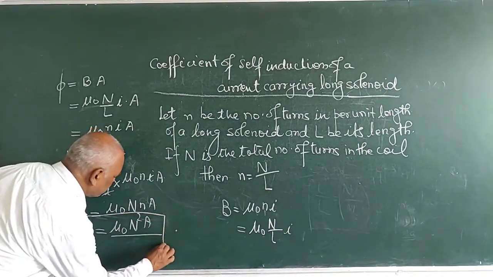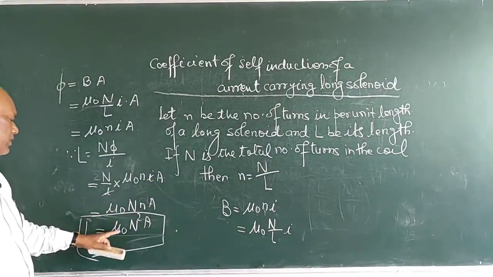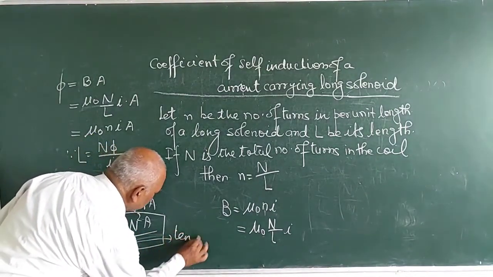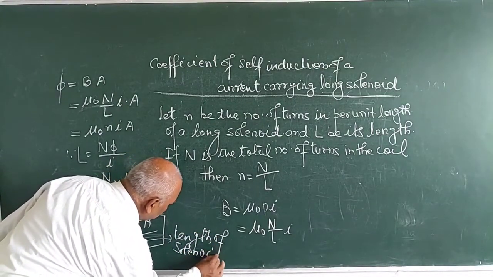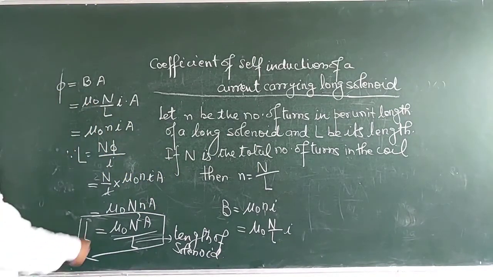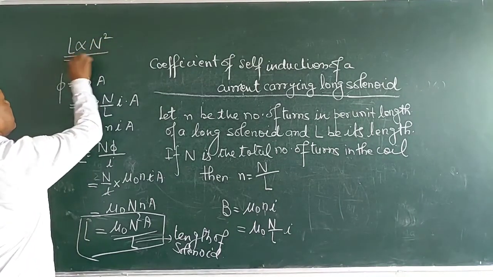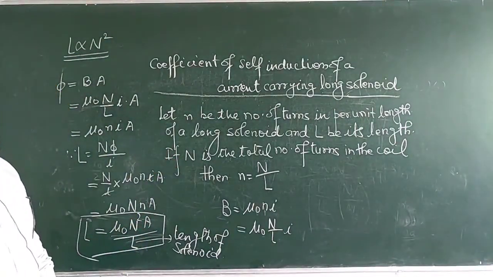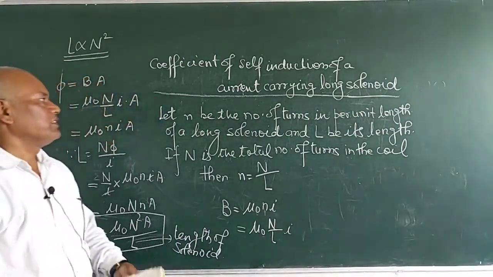So here, I cancel, we have capital L. Here L is the length of the solenoid, and this L is the coefficient of self induction of the solenoid. So, here also L is proportional to N square. This means when we are increasing the number of turns in the solenoid, then its coefficient of self induction increases with the ratio of its square.